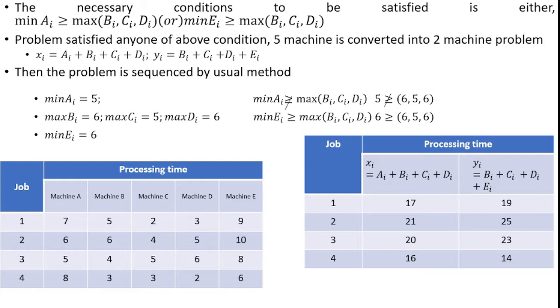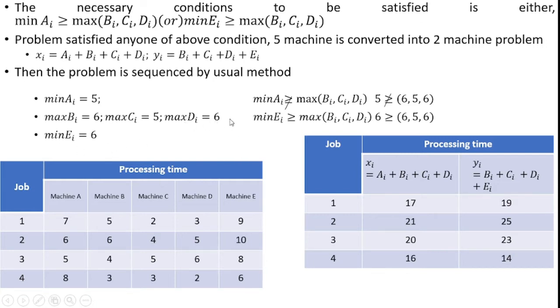For this evaluation, I have to identify the minimum Ai value from the available table. Here you see 7, 6, 5 and 8. From this, the minimum value is 5, so I wrote the minimum of Ai is equal to 5. Next, the right hand side of the condition is the maximum of B, C and D. For that, I identify the maximum of Bi, Ci and Di. In the machine B column, 5, 6, 4, 3 are available; from this 6 is the maximum. In the machine C column, 2, 4, 5, 3 are available; the maximum is 5. In the machine D column, 3, 5, 6, 2 are available; from these 6 is the maximum, so I wrote maximum D is equal to 6.